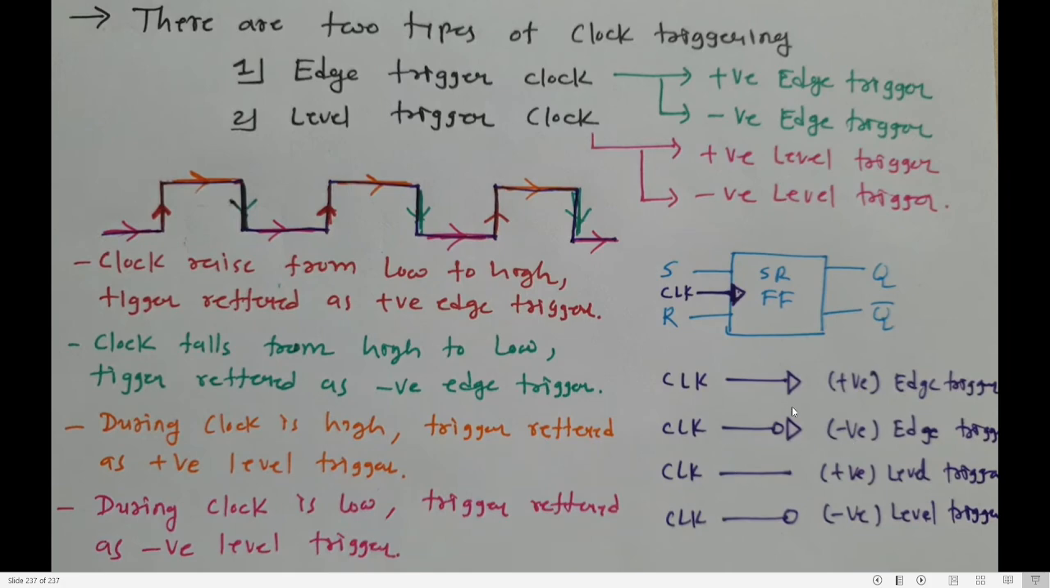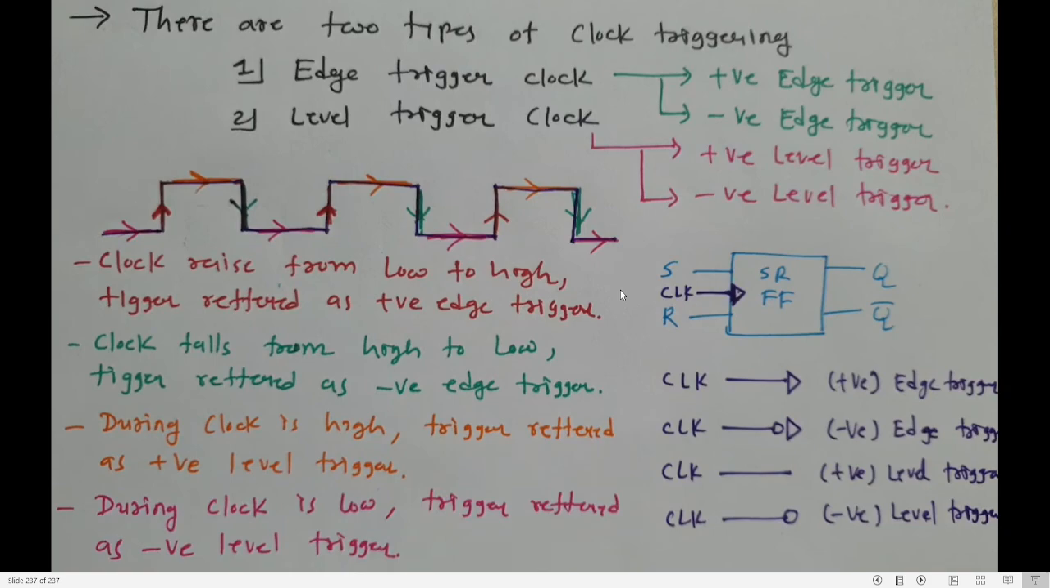Without any bubble or triangle, a single line indicates level triggering. Single line with a bubble indicates negative level triggering. Okay? Single line, positive level triggering. Single line with bubble, negative level triggering.